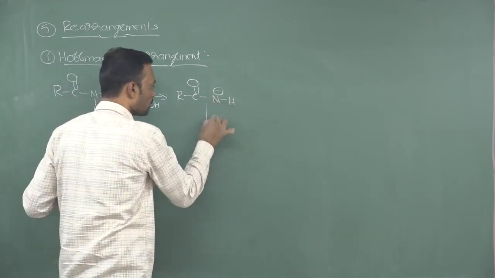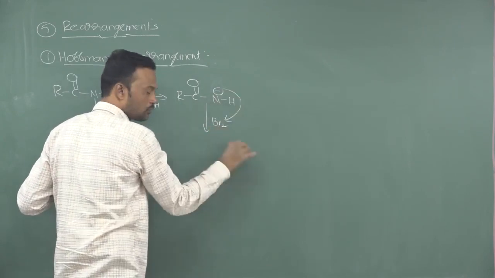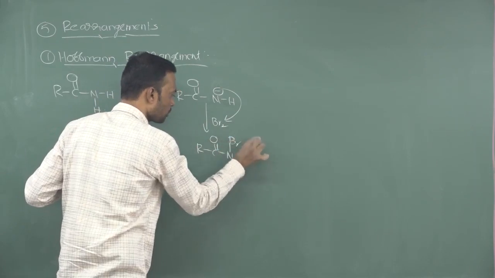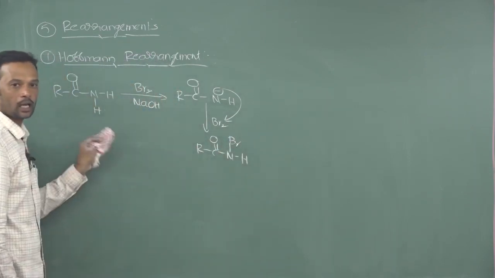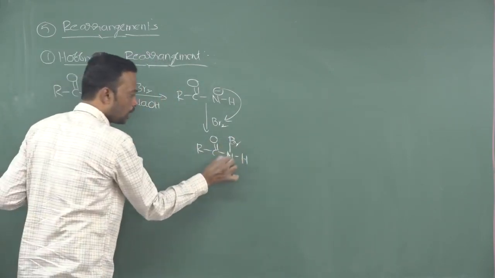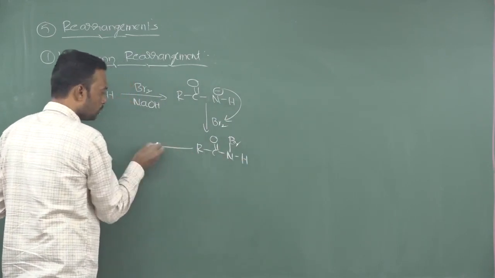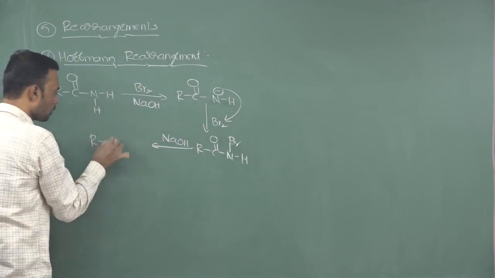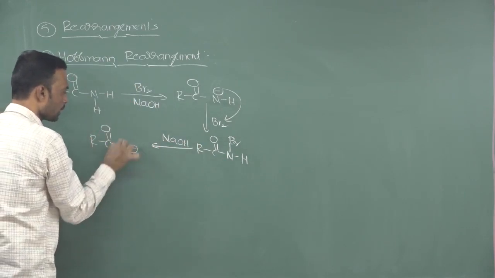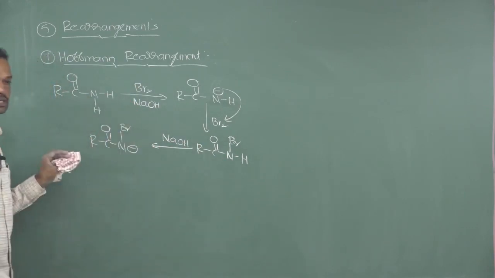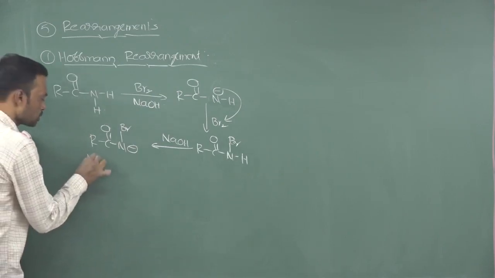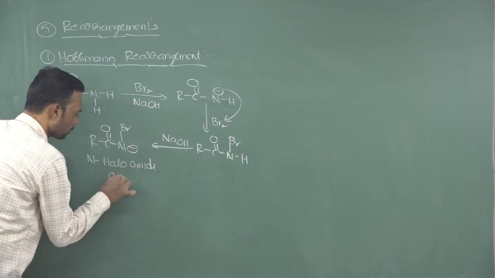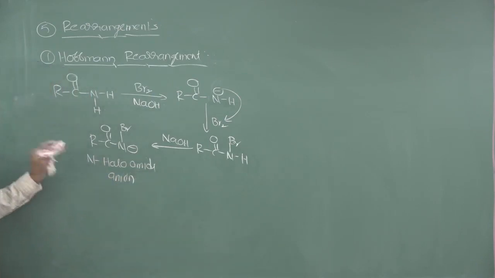Now this is combined with a bromine molecule. It will attack here, and one of the bromine atoms is removed. Now this nitrogen carries hydrogen and one more bromine. Can I write like this? This is called an N-haloamide derivative. Next, one more equivalent of sodium hydroxide will take this proton. After taking the proton, this nitrogen carries a negative charge and this is bromine. Now what is this? N-haloamide anion. This is very, very important. The N-haloamide anion is the intermediate in this reaction.